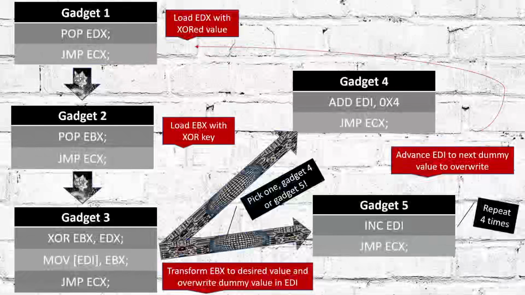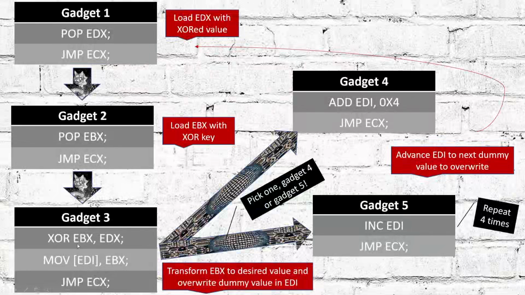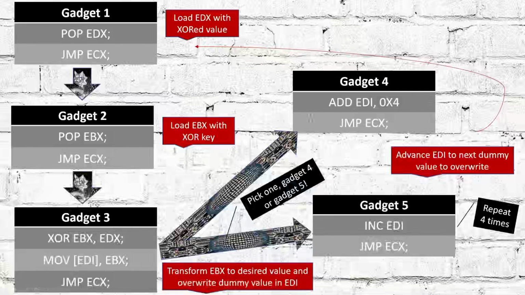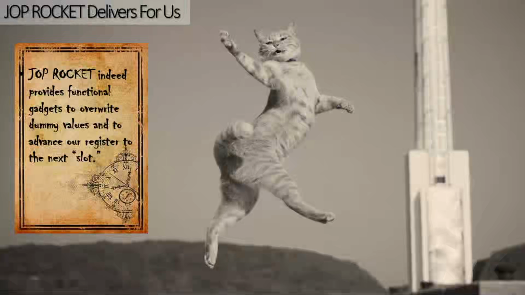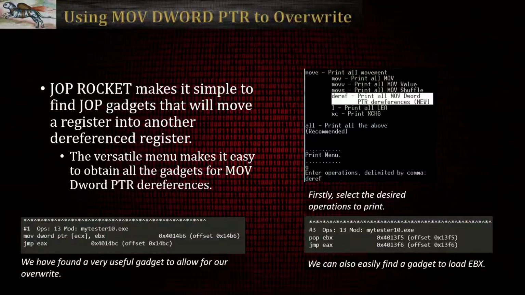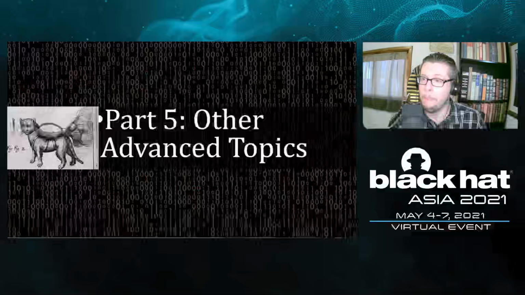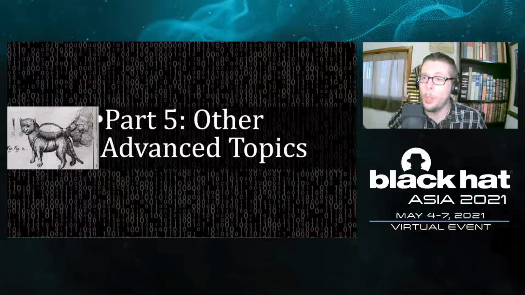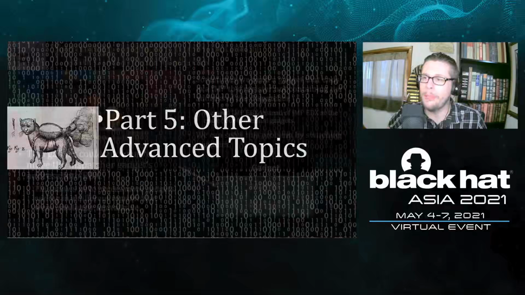So let's look here at the move dereference. We load an XOR value, we have the XOR key, and then we do a transformation, we overwrite it, and then we increment, and we can repeat as many times as we need to in order to overwrite all of the dummy variables. Of course, JOP Rocket is going to deliver for us. It'll find those move dereferences if they are there to be found. If they're not, remember, we can always do the push method instead. So with that, we will pass it on over to Austin.